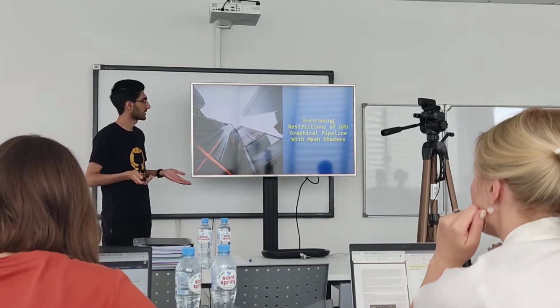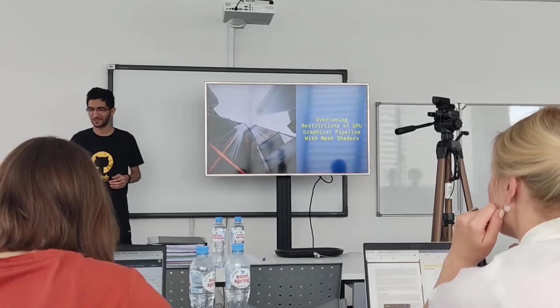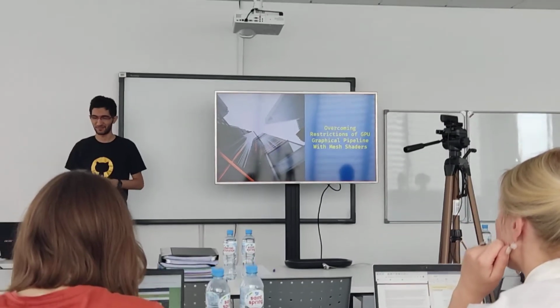We are talking about overcoming restrictions of the GPU graphical pipeline with Mesh Shaders. So let's start part by part.